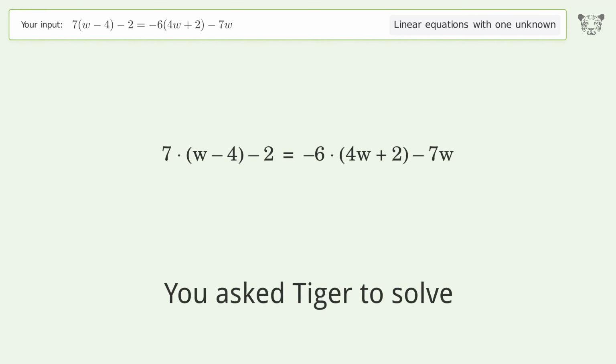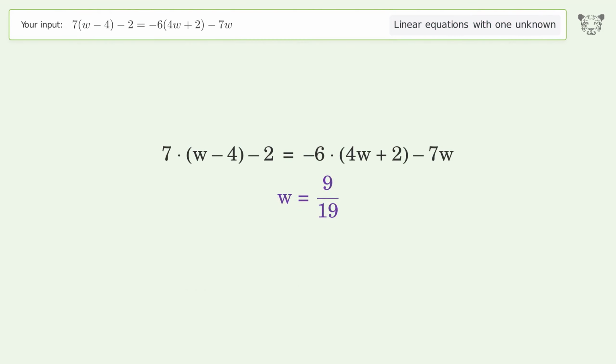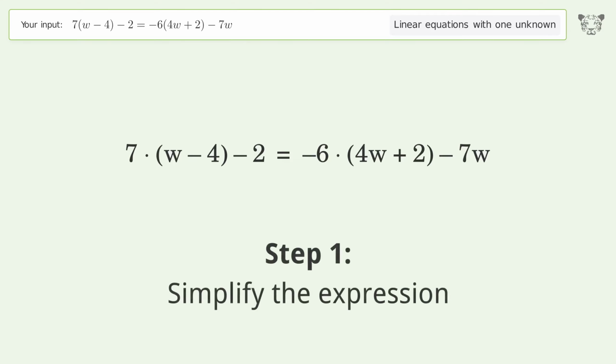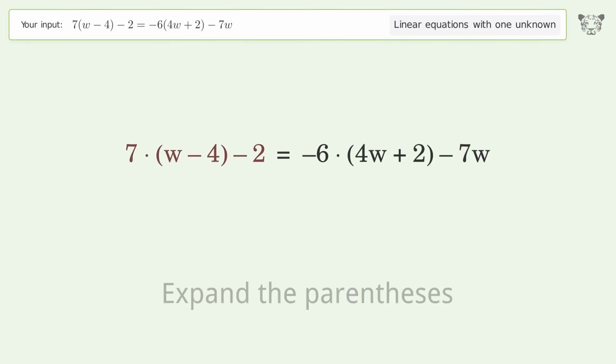You ask Tiger to solve this. It deals with linear equations with one unknown. The final result is w equals 9/19. Let's solve it step by step. Simplify the expression. Expand the parentheses.